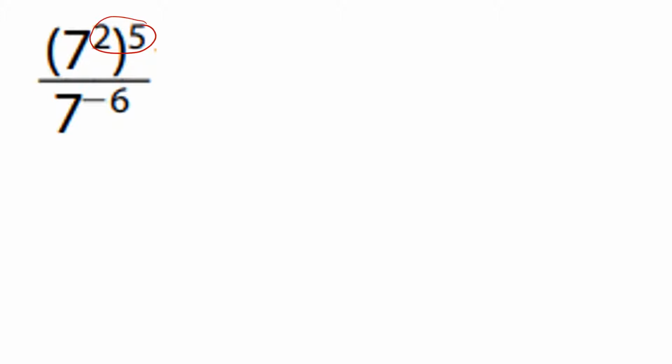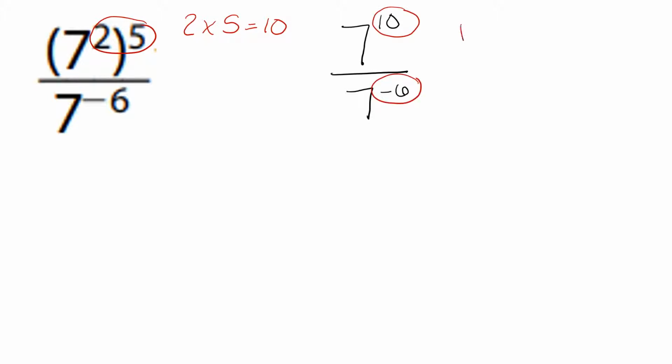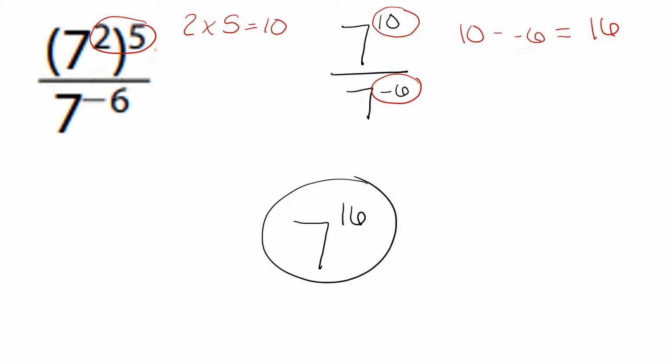When we are raising to a power, we know that we need to multiply our exponents. So in this case, we're going to do 2 times 5 to get 10. I'm going to rewrite the problem. We now have 7, we keep that base number, to the 10th power, divided by 7 to the negative 6th power. Now we are dividing, this fraction bar means divide, we are going to subtract our exponents. So 10 minus negative 6. 10 minus negative 6 is going to give us 16. Keep our base number the same, 7 to the 16th power.